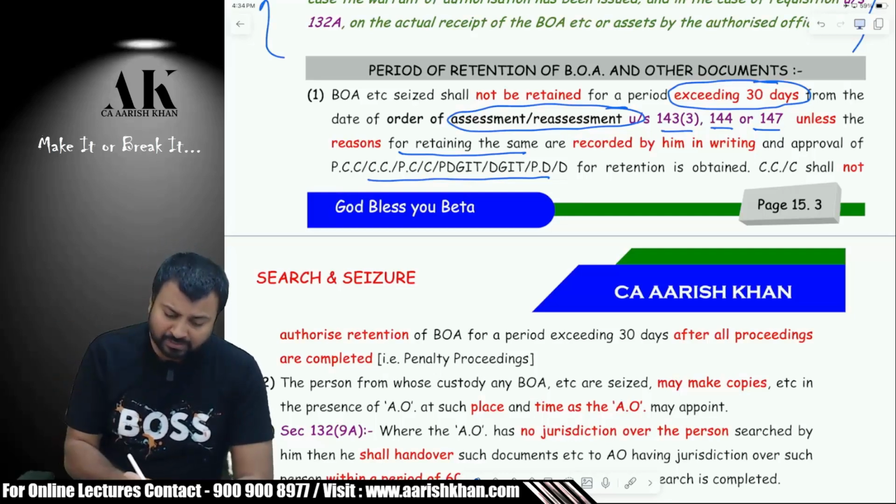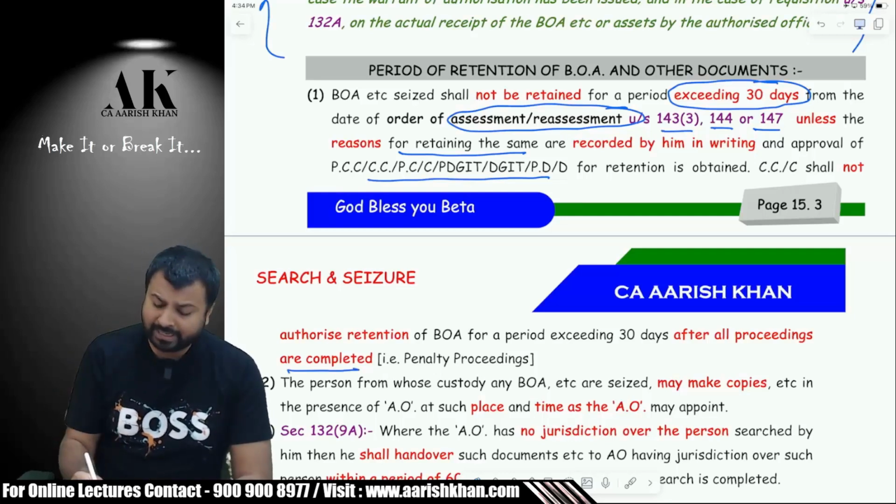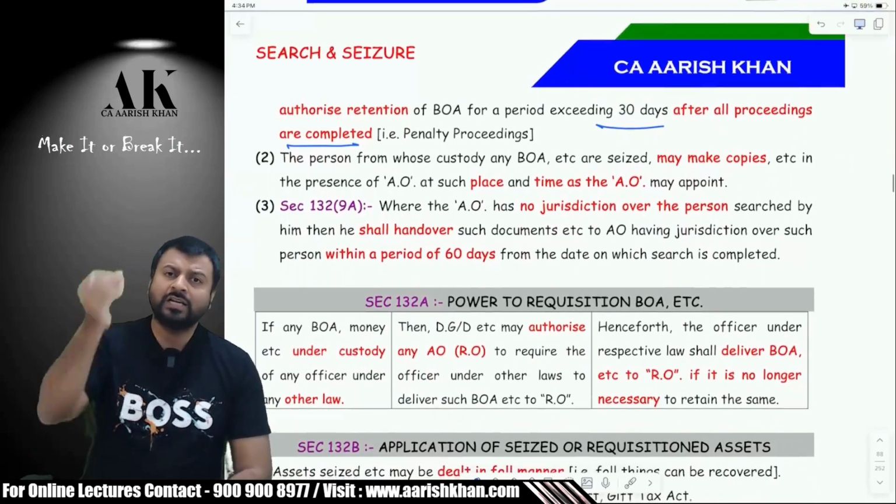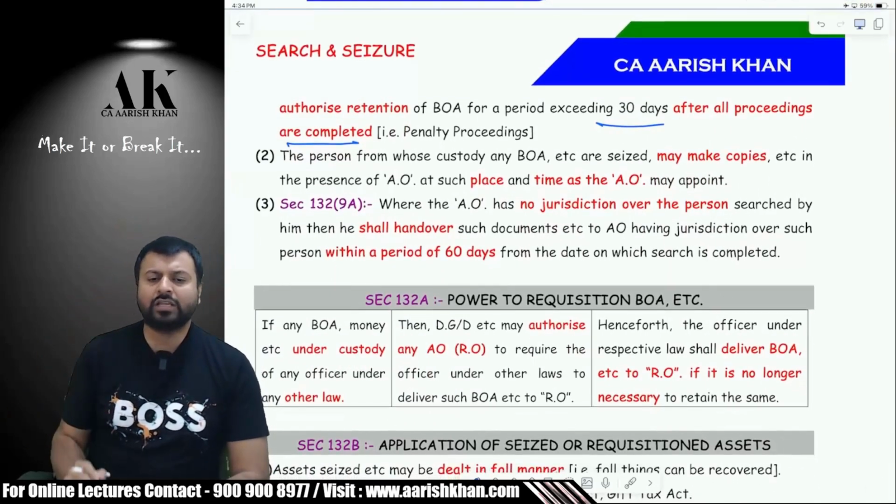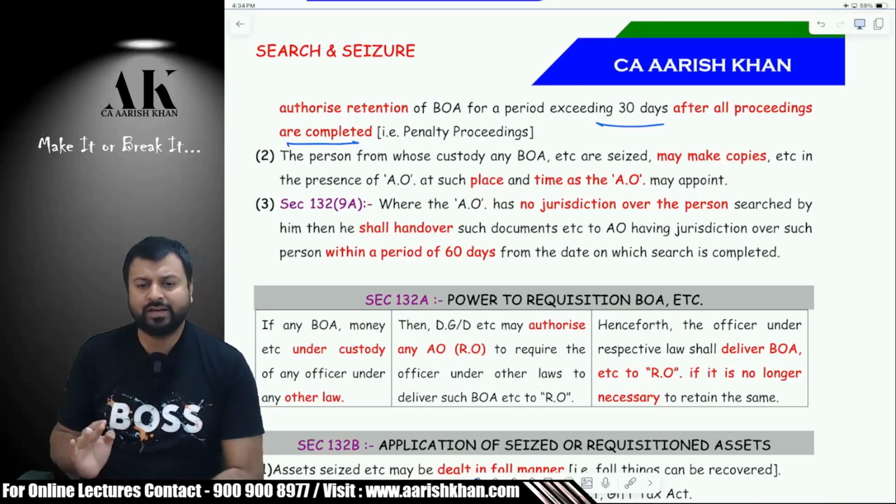And once all the proceedings are completed, like penalty proceedings are completed, after 30 days of completion of the penalty proceedings, they have to return them. Then they cannot keep it with them. Then there is no chance that they can keep it with themselves. Okay. I hope it is clear to all of you.